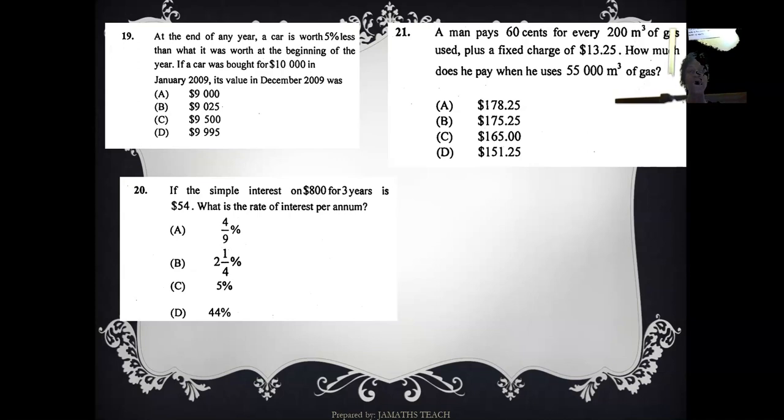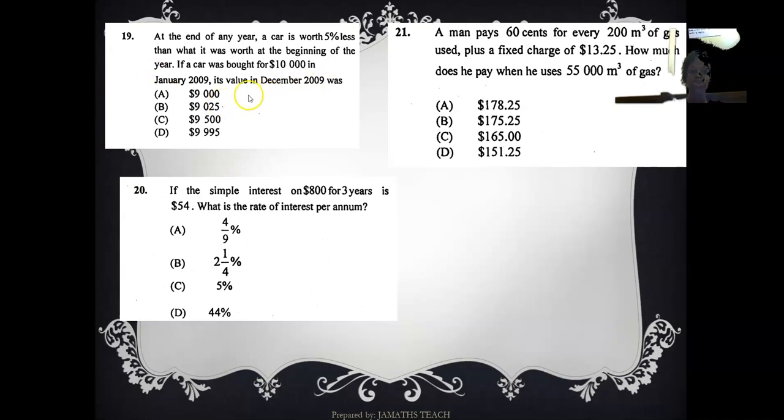Question 19. At the end of any year, a car is worth 5% less than what it was worth at the beginning of the year. If a car was bought for $10,000 in January 2009, its value in December 2009 would be, okay, so 5% less, right? So that would leave 95%.